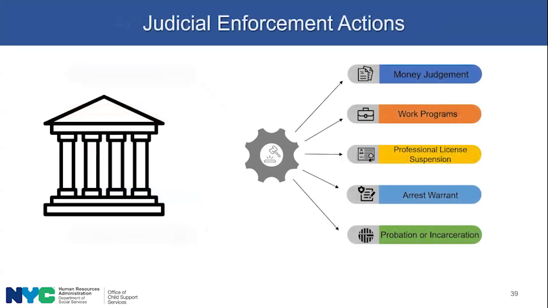Judicial enforcement actions can include a money judgment. You have been determined by the judge to owe $5,000 in child support. Bad news, that comes with a 9% annual interest charge. We can order you to take a work program. We can suspend your doctor license or your law license. We can, if we think that avoiding child support is willful, issue a warrant for your arrest that can lead to probation or incarceration. Next slide.